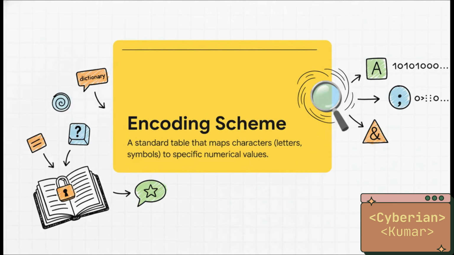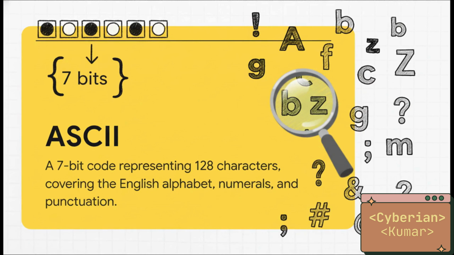The solution to this is what we call an encoding scheme. And you can just think of it like a dictionary or a secret code book that basically every computer in the world has agreed to use. Inside this dictionary, every single character you can think of, every letter, number, and symbol, gets its own unique number. And one of the very first and most famous of these dictionaries was ASCII.